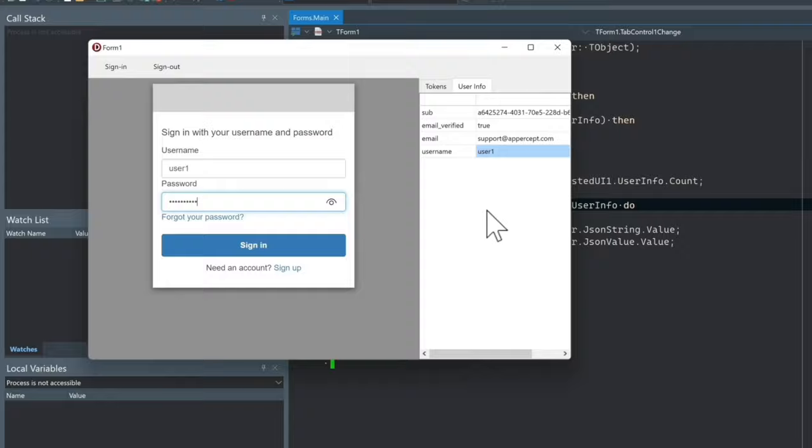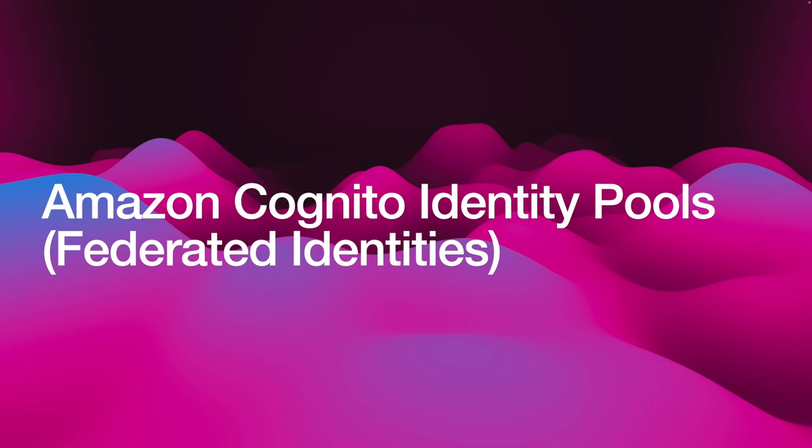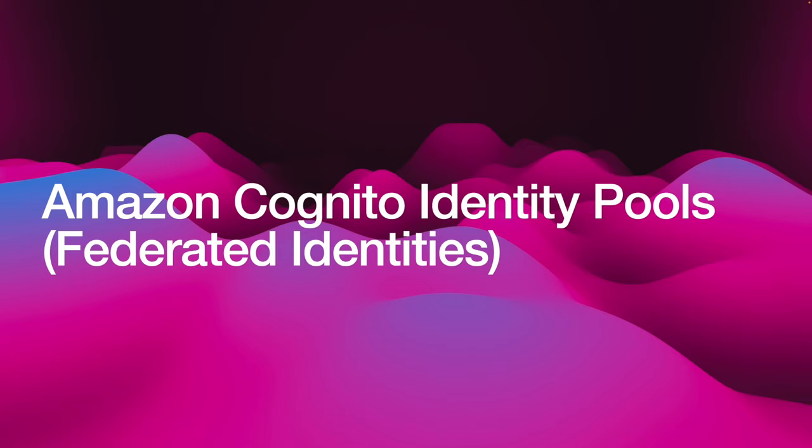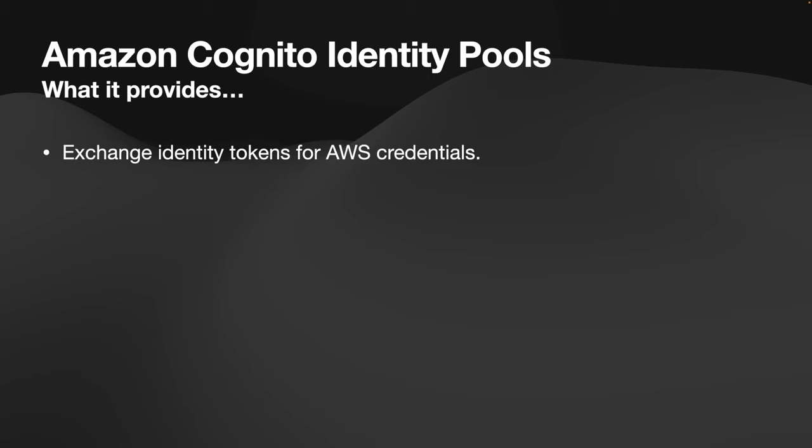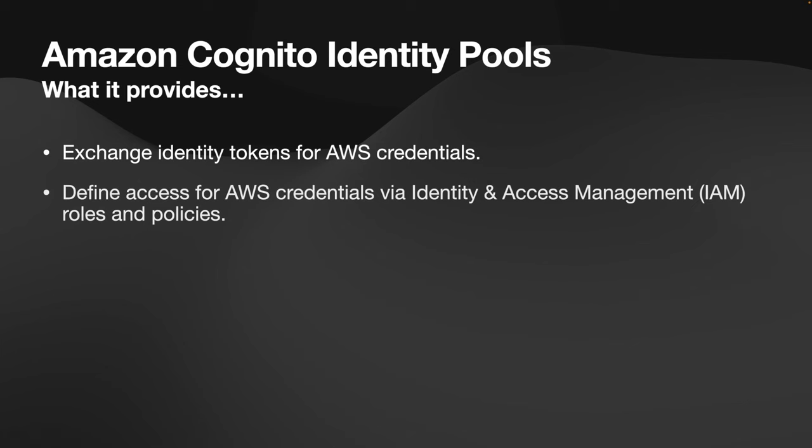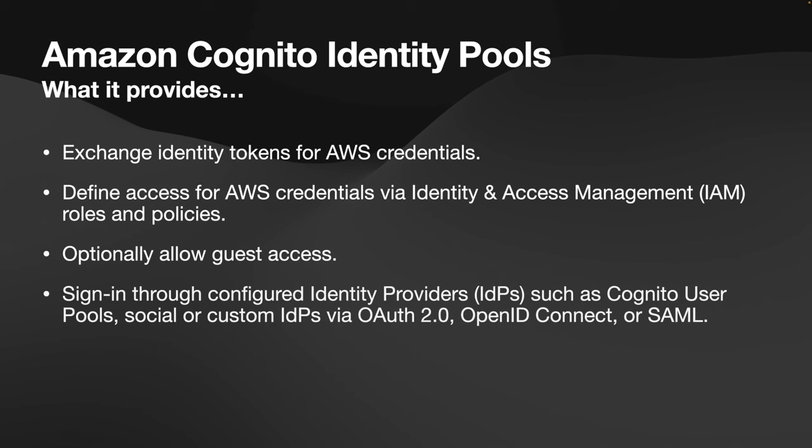Okay, so now we've seen user pools, let's take a look at identity pools or federated identities. So what do they provide? They provide a mechanism for exchanging tokens for AWS credentials. They define access for AWS credentials via an identity and access management or IAM role with policies attached to those roles. You can optionally allow a guest user access, and you can configure it to allow identity federations through social providers.